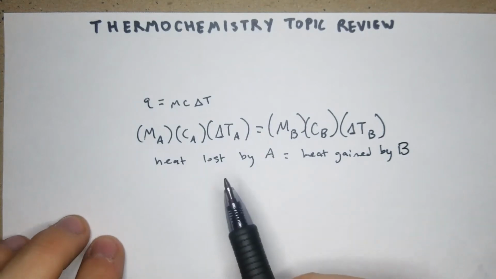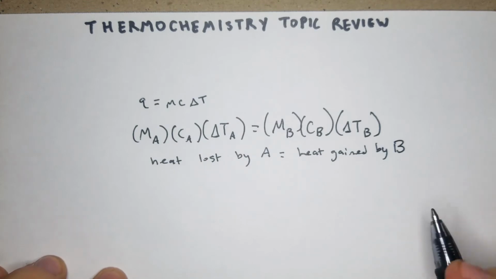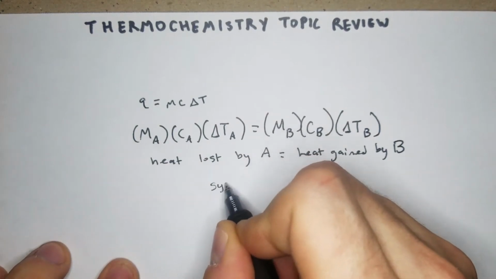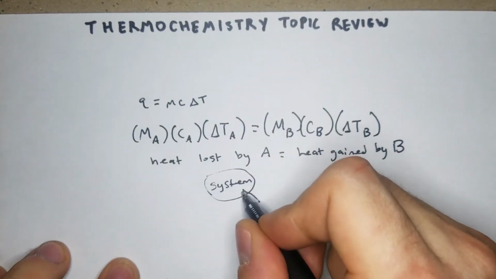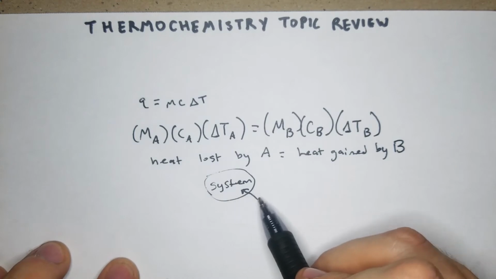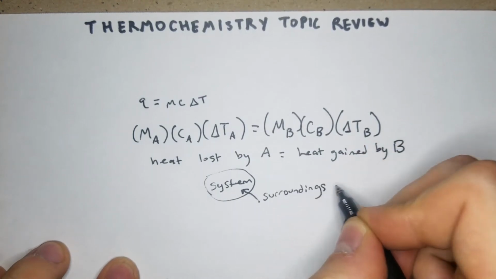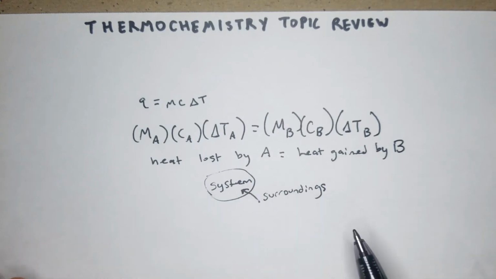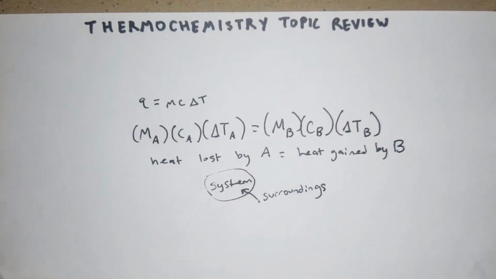Obviously A and B you can substitute for anything, but in these cases you can think of it also as the system versus the surroundings. If heat is going in from the surroundings, the surroundings are losing and the system is gaining. You can look at it from that perspective, and we can set these two as equal. That will help in those types of problems from there.